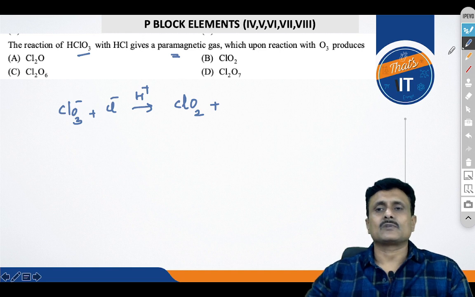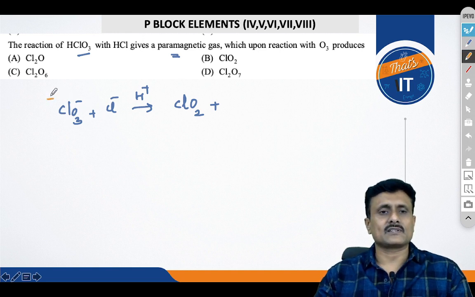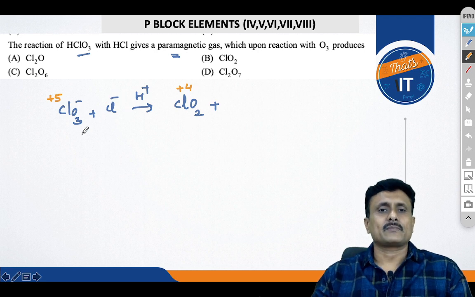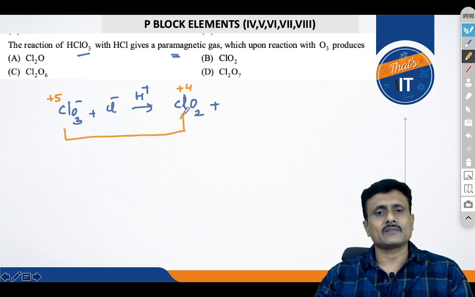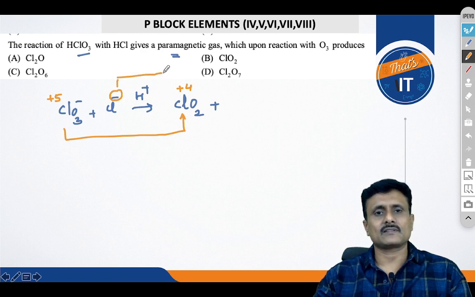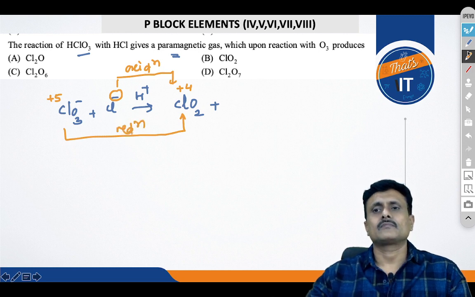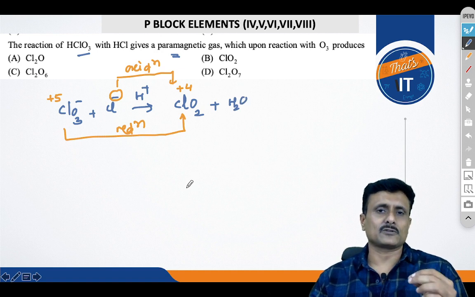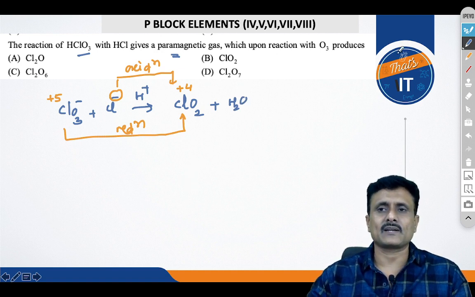Here what's happening is that chlorine, whose oxidation state is +5, is changing to +4. That means this is reduction, and -1 to +4 is nothing but oxidation. So this is a redox reaction, isn't it? So ClO2 is the product obtained after the reaction. You can see it's a paramagnetic gas.